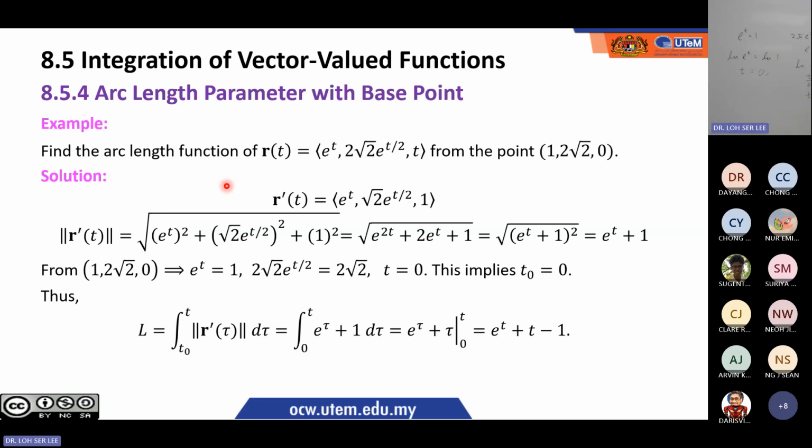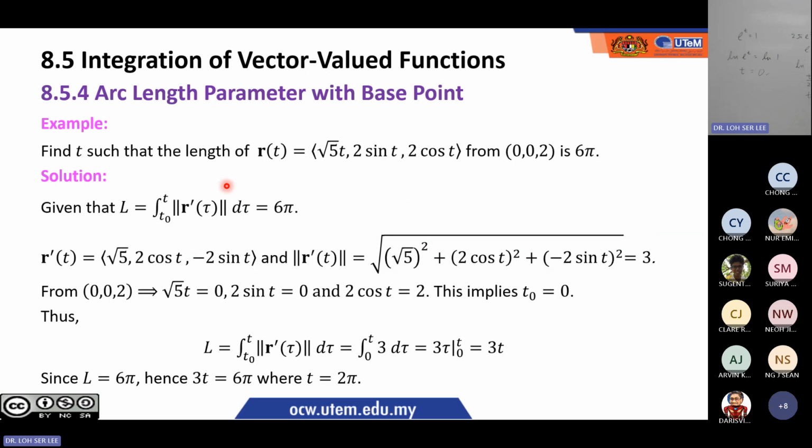Okay, so do you understand this now? Yes. Okay, now we look at the next example. Find t such that the length starting from the point is 6 pi. What does this mean? The starting point is (0, 0, 2). From the starting point up to a certain point, the length is 6 pi.